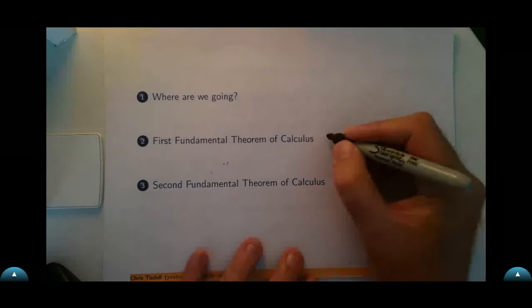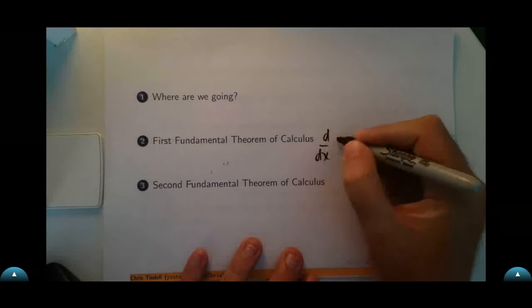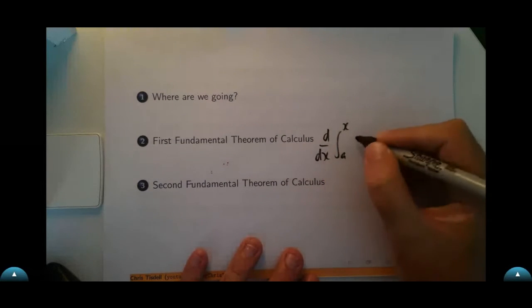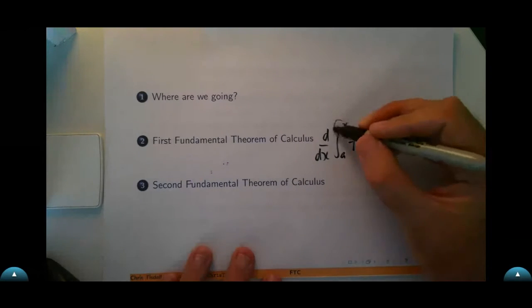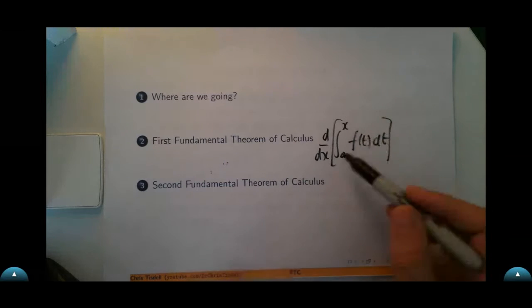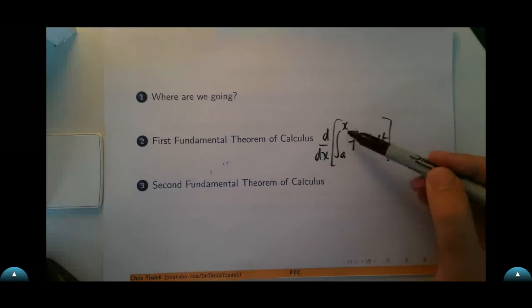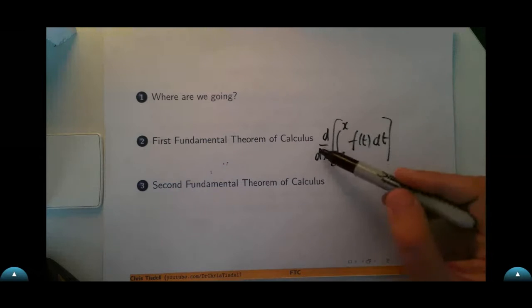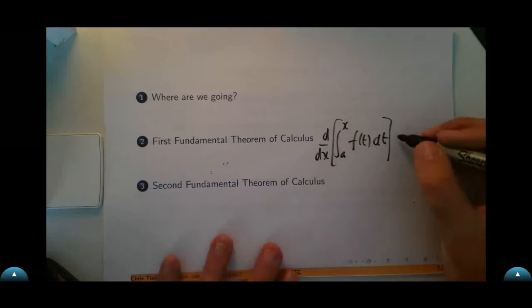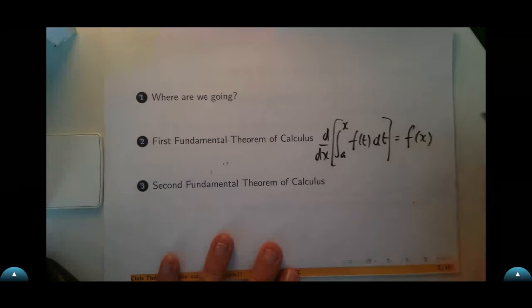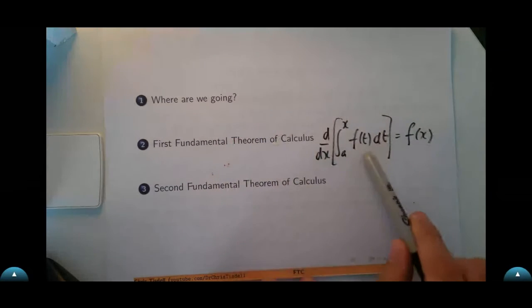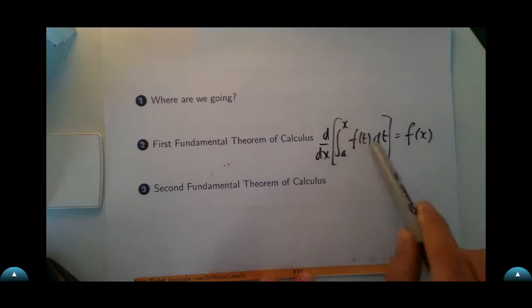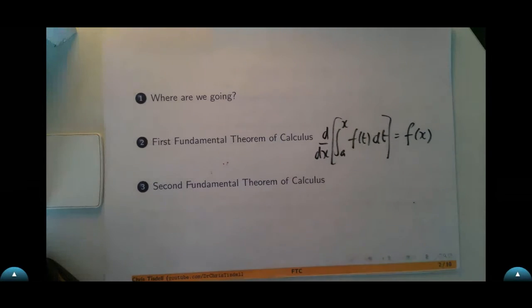Now, the first fundamental theorem of calculus can be summarized in the following way. If you have an integral like this, where a is a constant and x is the variable, and you differentiate it, what happens is the integral and the derivative disappear, and you replace the t with a variable, in this case x. All right, so that's the first one.